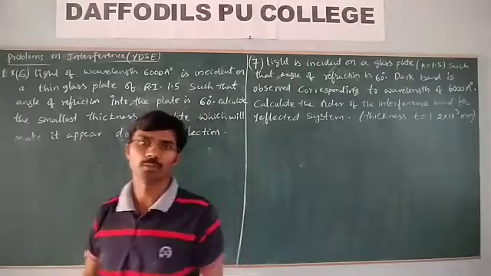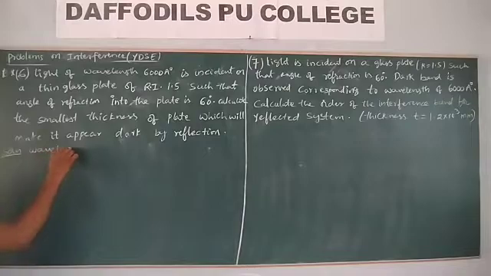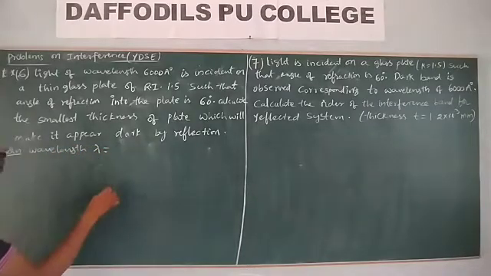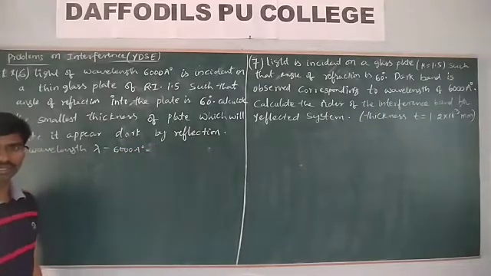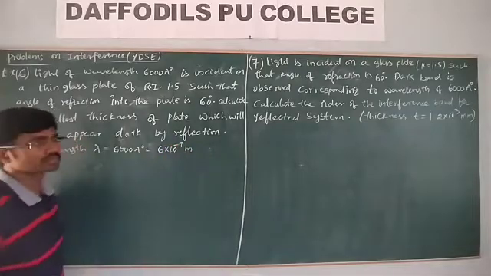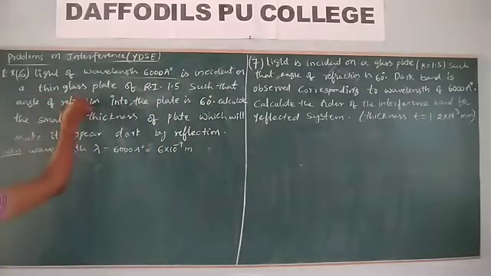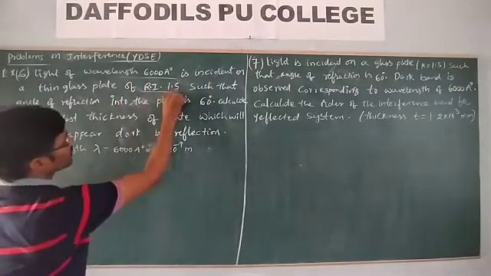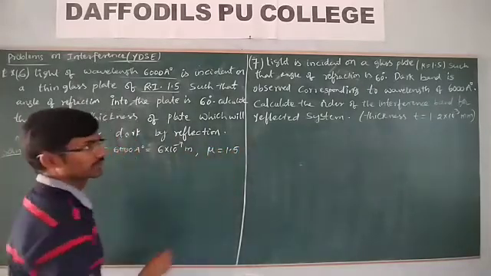Let me go to the next problem: light of wavelength 6000 angstrom. So what is given here? Wavelength is given. Lambda is equal to 6000 angstrom. What does it represent in meter? 6 into 10 power minus 7 meter. It is incident on a thin glass plate of refractive index 1.5. Mu is equal to 1.5.